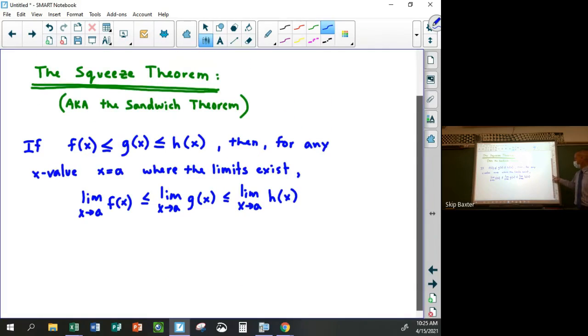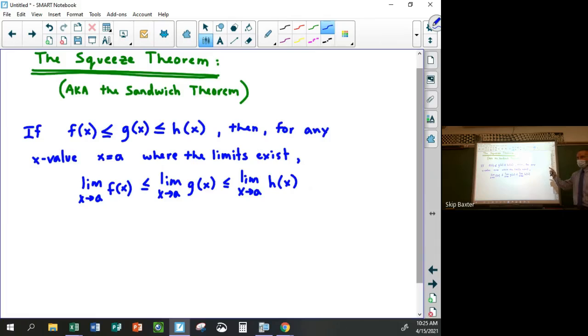Sometimes you'll have the function that's always on top and the function that's always on the bottom. They might actually meet at a certain point. Well, if that's the case, then g of x actually goes to that same point. Does that make sense? If you have one that's always on top, one that's always on the bottom, and one that's always in the middle, and the top and the bottom one touch each other at a certain point, then the one that's in the middle has to touch those other two at that same spot. Has to be true, just logically, right?